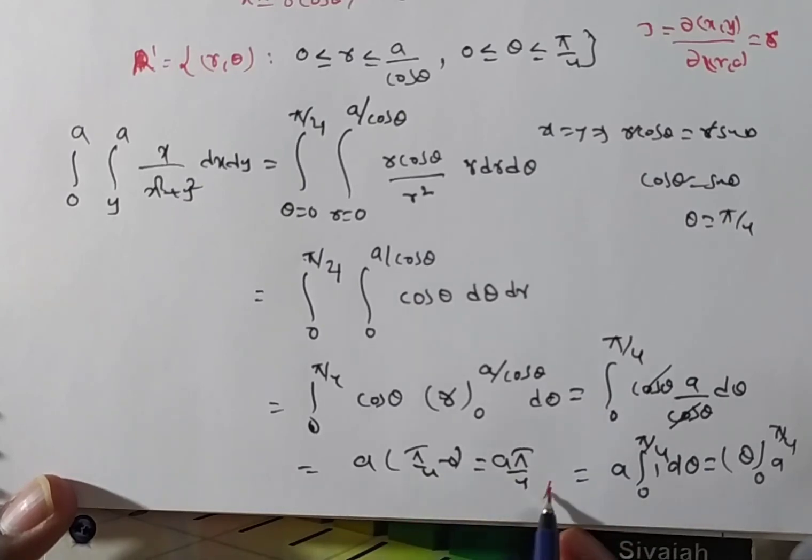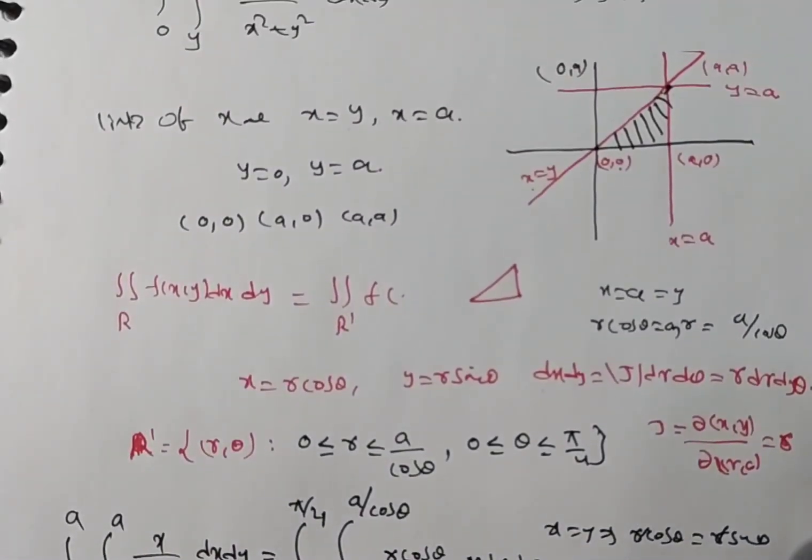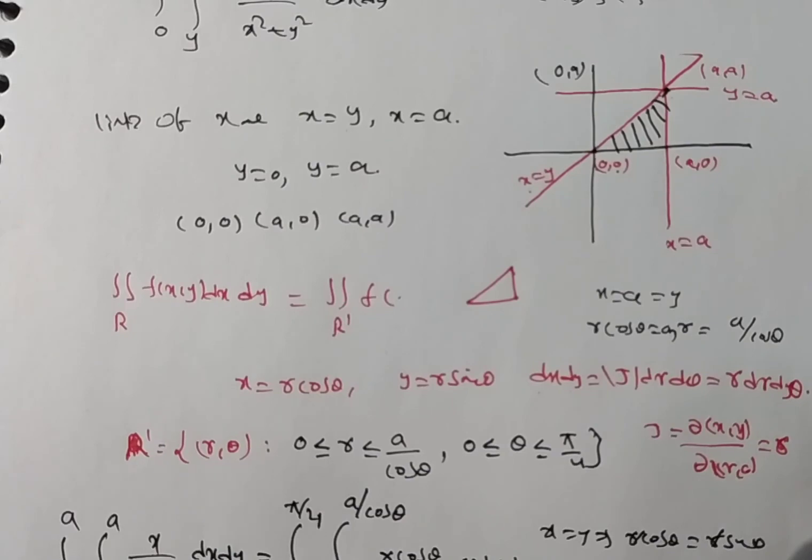Is it clear for everyone? How to change into polar coordinates, even in the triangle also. Is it clear? How we have taken the r value and theta value?